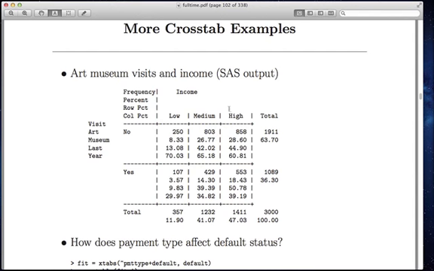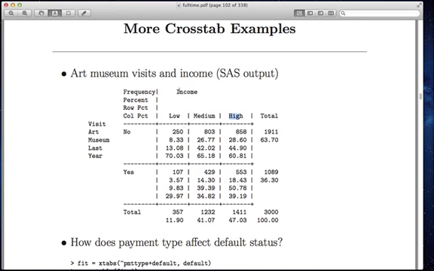So perhaps I have 3 media vehicles, and one is targeted at low income, another at medium income, and a third at high income. And let's say I have an ad for an art museum. Where should I be placing this ad? Well, I want to place the ad in a vehicle that's likely to reach people who are interested in art museums. So we have to think through the independent and the dependent variable here.